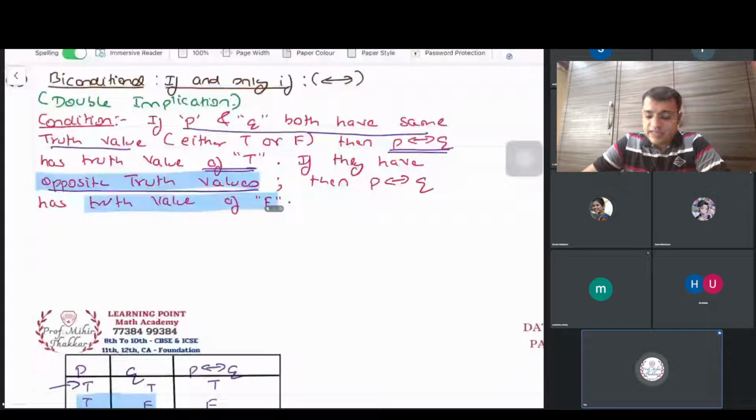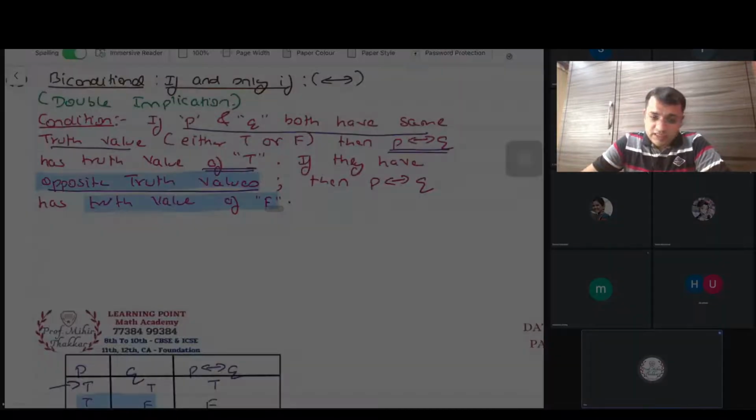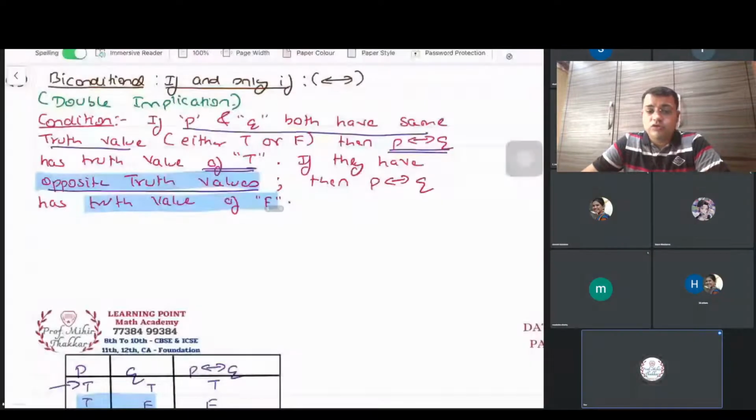And based on that, we had also seen the truth table, which is P, Q and P double implies Q. You can see in the truth table that if both P and Q are T, then the answer comes out to be true. Whereas if any one of them is false, then the truth value also results in a false.